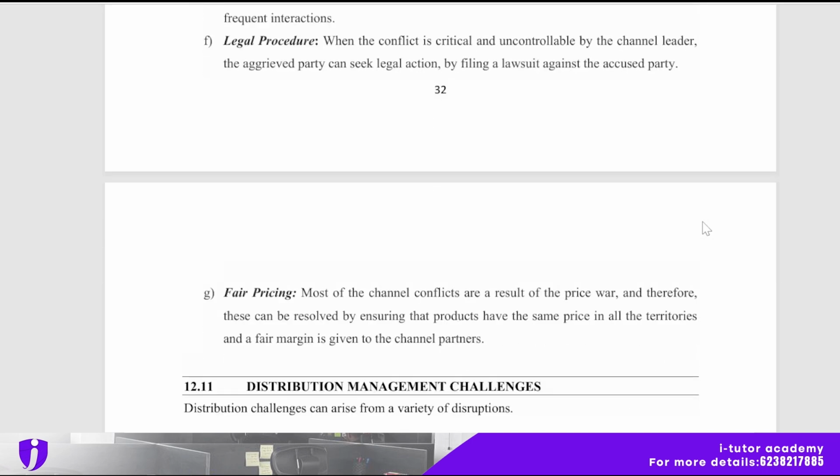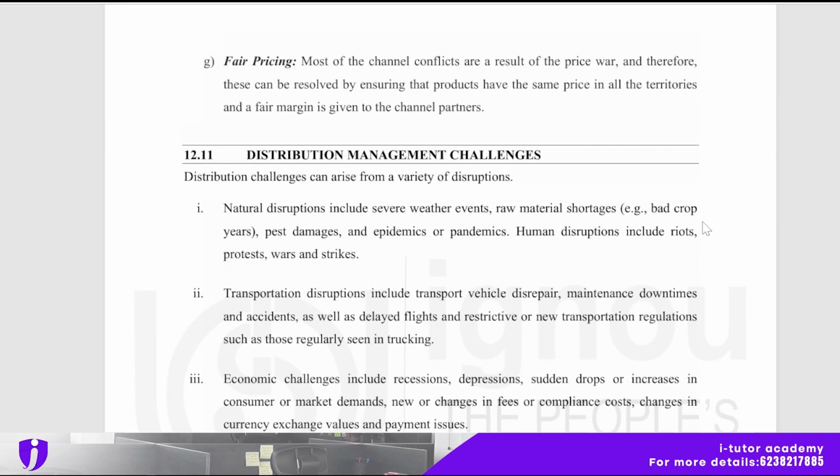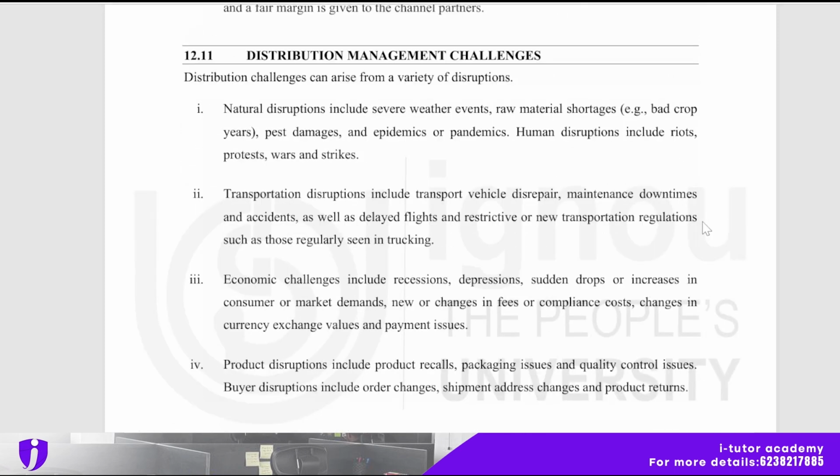And next is legal procedure. When the conflict is critical and uncontrollable by the channel leader, the aggrieved party can seek legal action by filing a lawsuit against the accused party. Fair pricing: most of the channel conflicts are the result of price wars and therefore those can be resolved by ensuring that the product has the same price in all the territories and a fair margin is given to the channel partners. Okay, then next is distribution management channel.